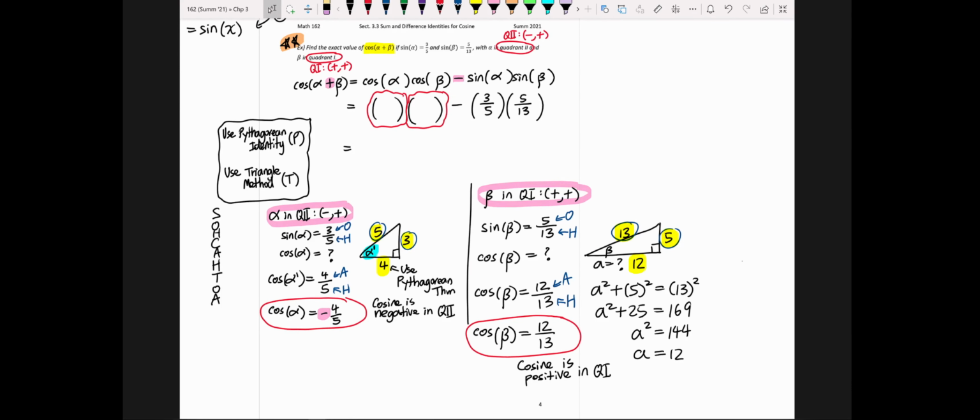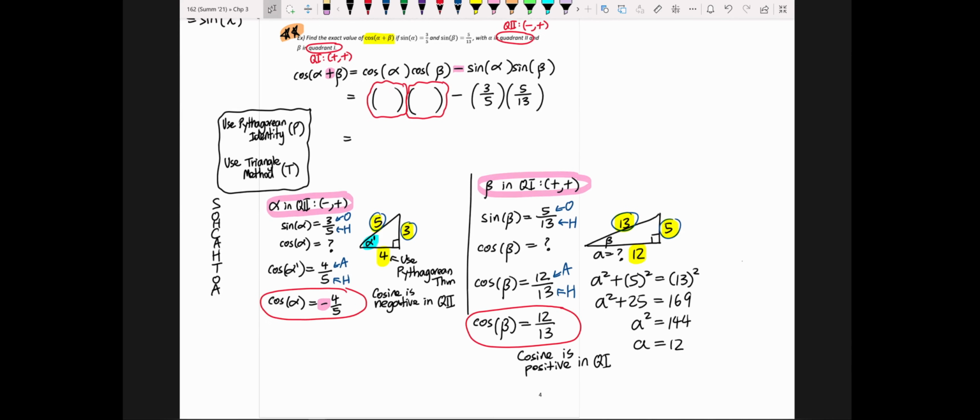Okay, so this time we use what we call the triangle method to find the missing red boxes. Given sine of alpha, we found cosine of alpha is negative 4/5. Given sine of beta, we found that cosine of beta is 12 over 13. We can do that by using the Pythagorean identity or by drawing a right triangle. Either method is valid. Given one trig function at alpha, we can get the other trig functions at alpha as well. Given one trig function at beta, we can get the other trig functions at beta as well.